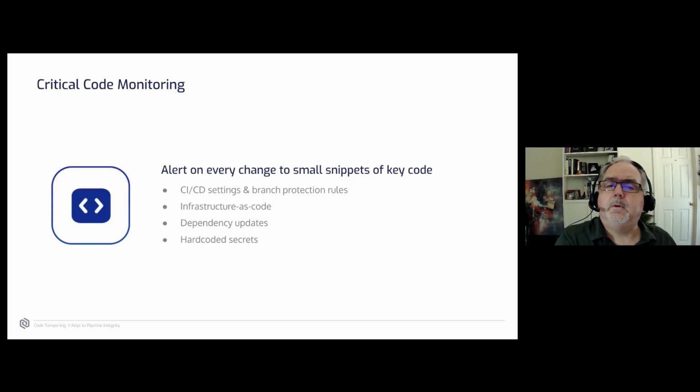The same goes for infrastructure as code, and updates to dependencies, and anything that might include hard-coded secrets. This code typically doesn't change often, and a small mistake can lead to big problems. By giving them extra scrutiny, you can also prevent malicious changes that make tampering easier.